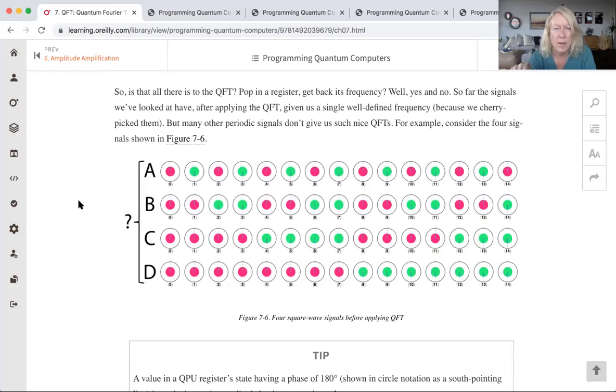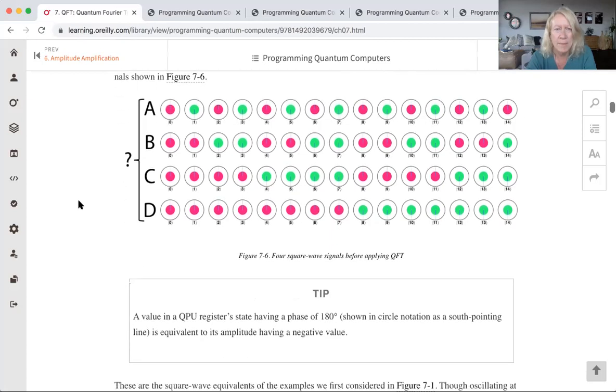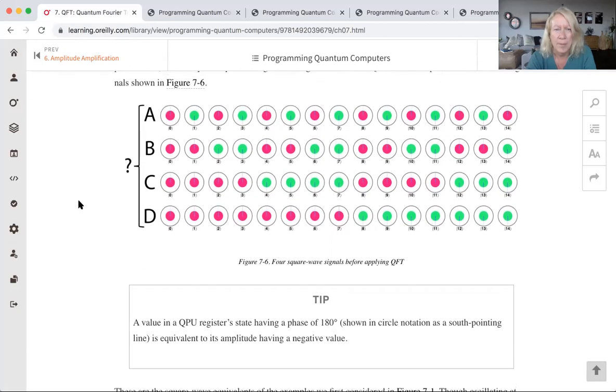And so far, we've been looking at a well-defined frequency because they did that on purpose. So now we're going into less regular patterns. So we look at this pattern that is not as symmetrical. And then they point out that the values that are pointing down is equal to amplitude having a negative value. So we have positive and negative values.